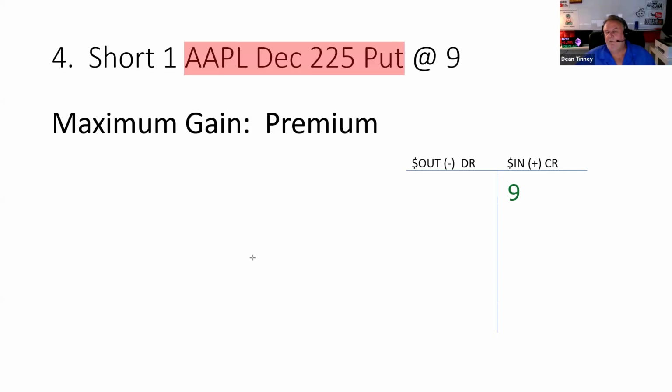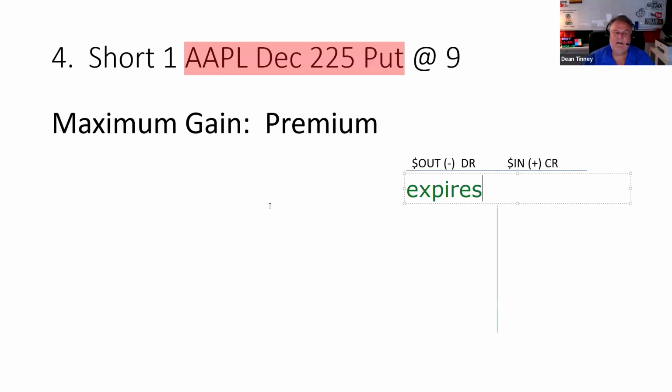So what happens to a 225 put if the stock is 227 at expiration? Is it going to be exercised? It expires worthless. Right on. And that means neener. You get to keep the money.